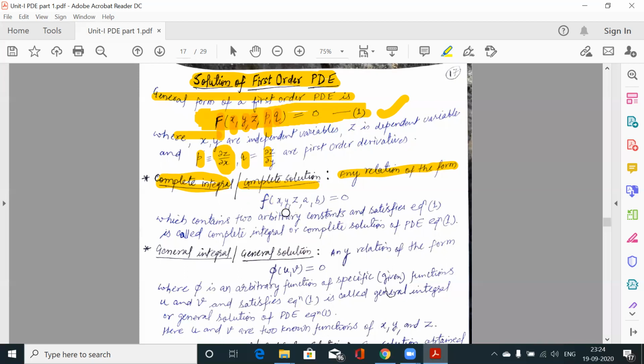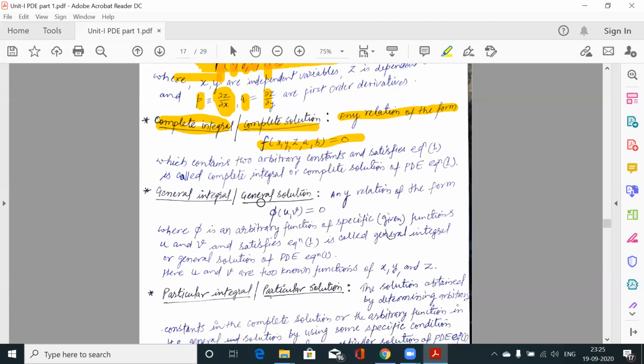So the complete solution, I hope you now know what it is. The solution of any differential equation is the relation between dependent variable and independent variables which satisfies the given differential equation, and any solution which includes two arbitrary constants is called the complete solution of equation 1, the first order PDE. So this is our complete solution.